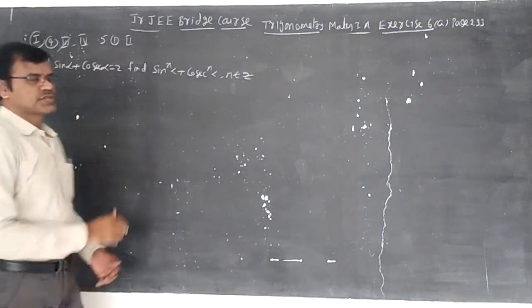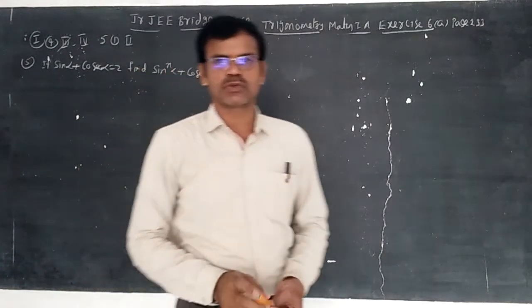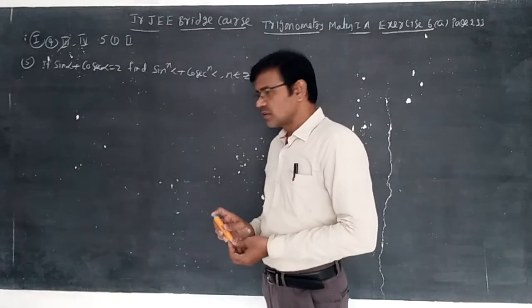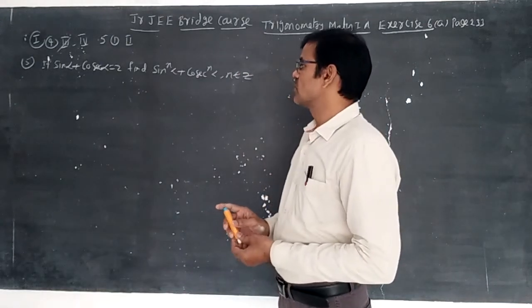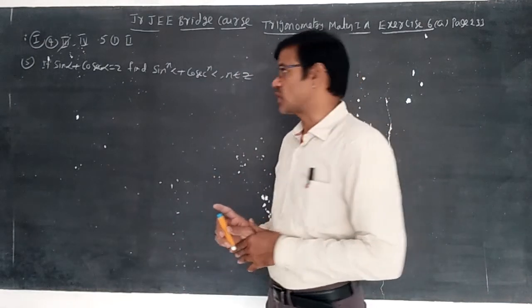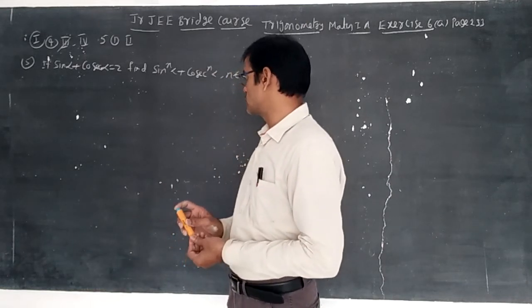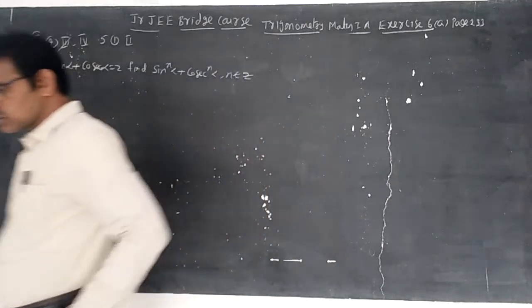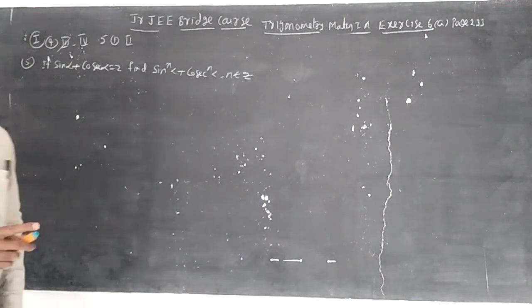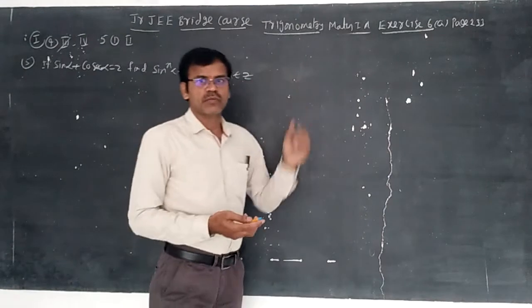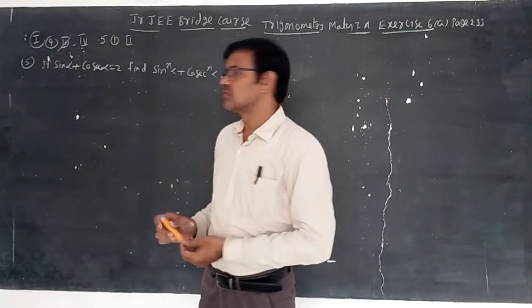If the question is given in objective type, you can use a shortcut: put alpha equal to 90 degrees. Here, because this is an important descriptive question, you should not use the shortcut. If you put alpha equal to 90 degrees, sin 90 equals 1, cosec 90 equals 1, and 1 power anything is 1, so the answer is simply 2.